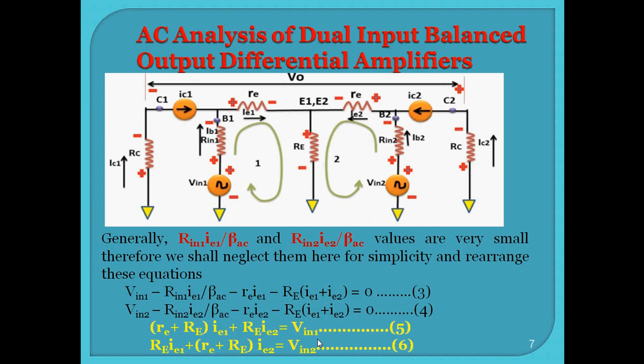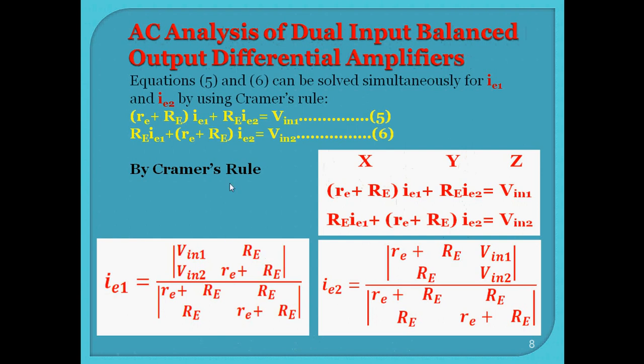So we will see how this will be. From these equations, we want to find out the equations for IE1 and IE2. So we are going to use Cramer's rule. My equations 5 and 6 are: (re plus capital RE) into IE1 plus capital RE into IE2 is equal to Vin1, and capital RE into IE1 plus (small re plus capital RE) into IE2 is equal to Vin2.